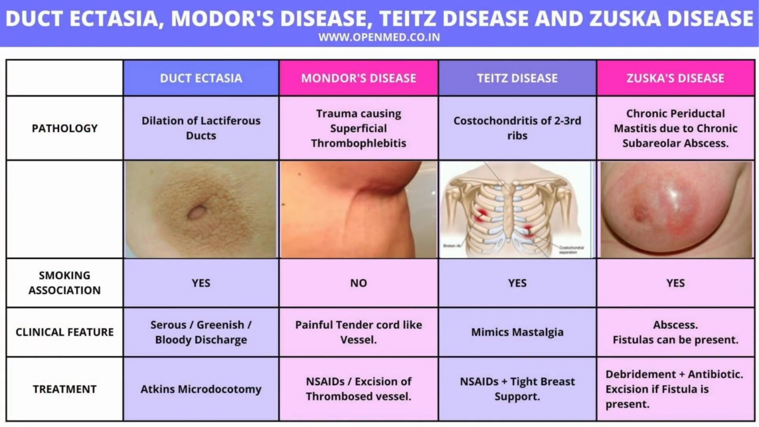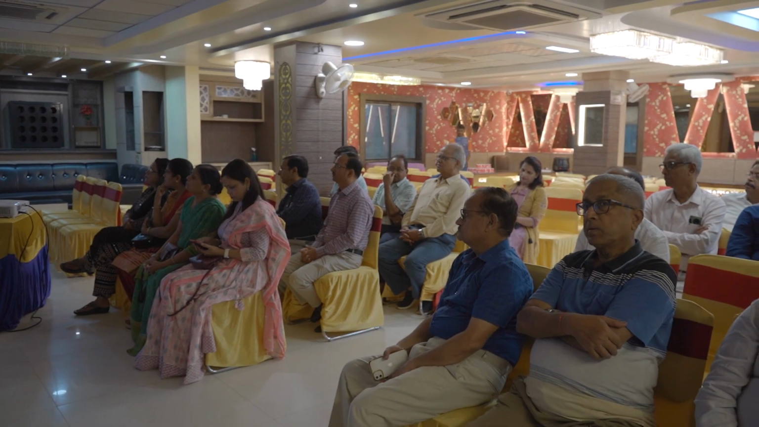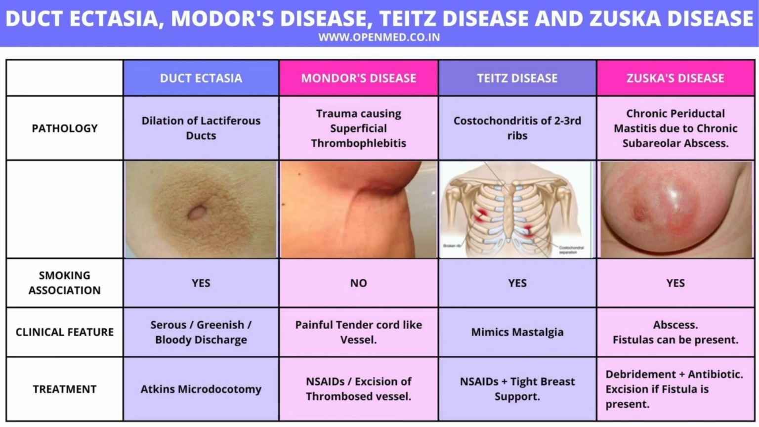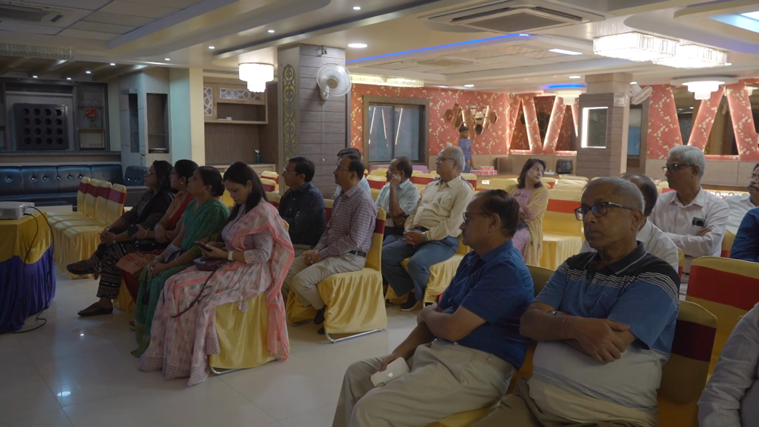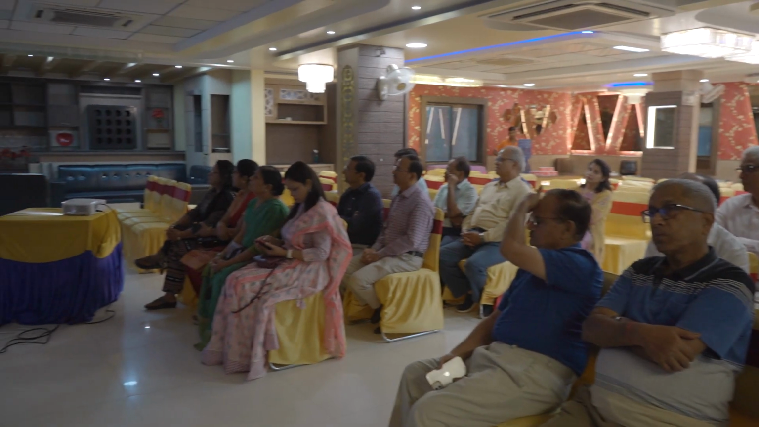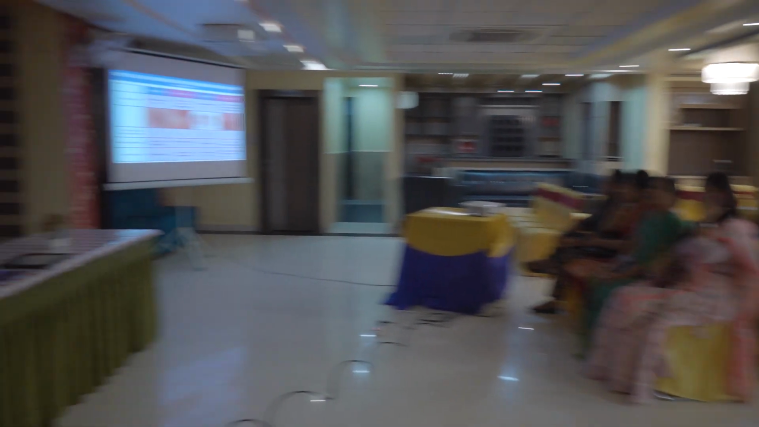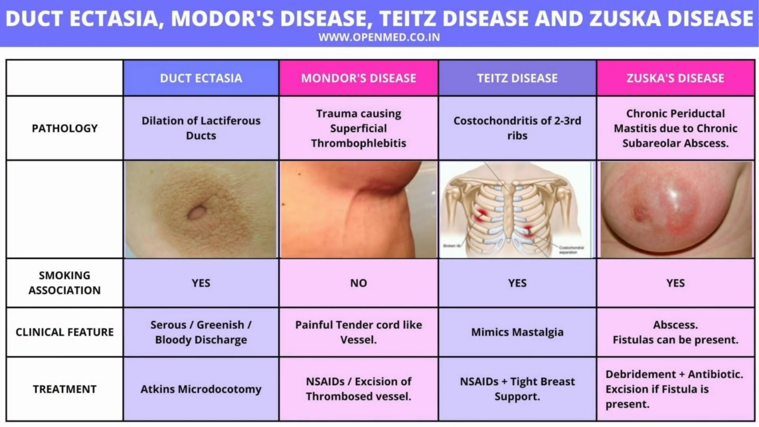Mondor's disease: as I told you, the pathology is superficial thrombophlebitis, which looks like this. It is not related to the smoker population. The clinical feature is painful, tender, cord-like vessels. Treatment is NSAIDs and excision of the thrombosed vessels. Tietze disease is a non-mammary gland disease. It is basically the costochondritis we come across in our clinic, of the second and third ribs, and this disease is related to smoking. It mimics mastalgia, and patients present to us like mastalgia. Treatment is NSAIDs and tight breast support.